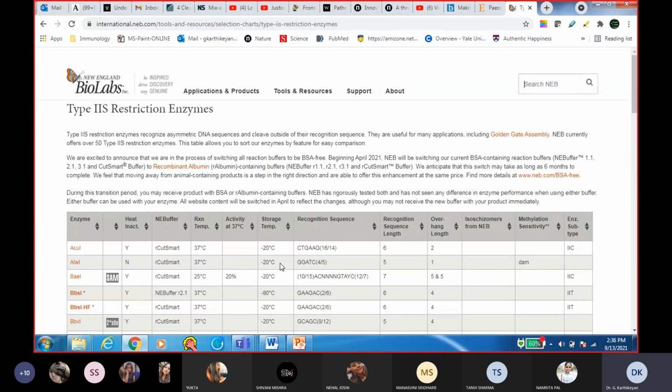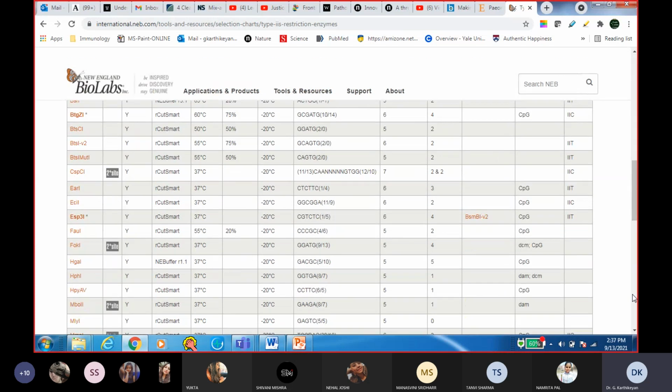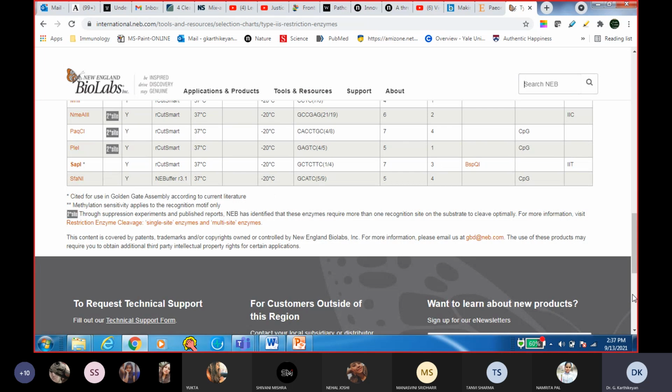But there are certain enzymes, although the optimal temperature is 37 while you do the reaction, they need to be stored at -80, right? So most of these enzymes need to be stored in a deep freezer or in your -20. It also gives you, for example, for this enzyme, the recognition sequence, and many different kinds of information, right? It starts from A, all the way to S.